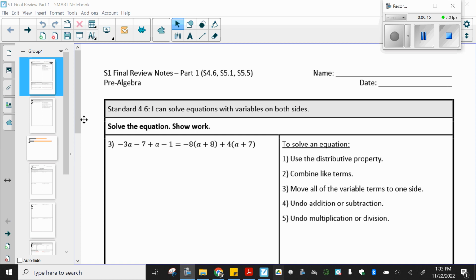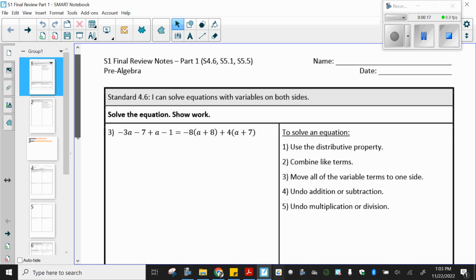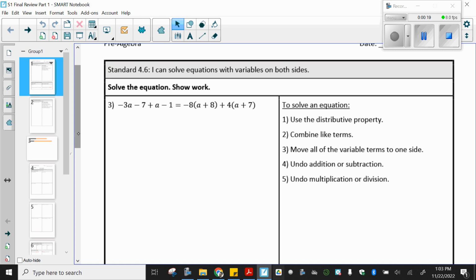Let's go over this. For the notes, we're going to start with standard 4.6. Here are our steps for solving these equations. Let's check them off as we go. I'm going to go ahead and pick colors. Start with red: use the distributive property. The left side has no distributive property. The right side has this expression and this expression.